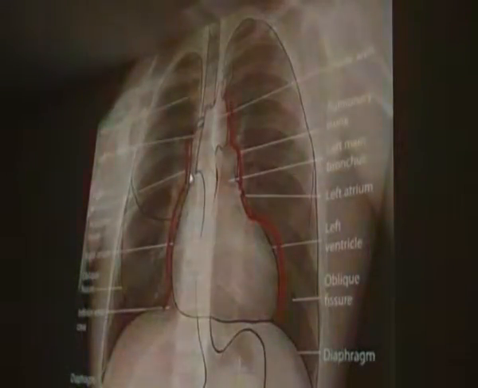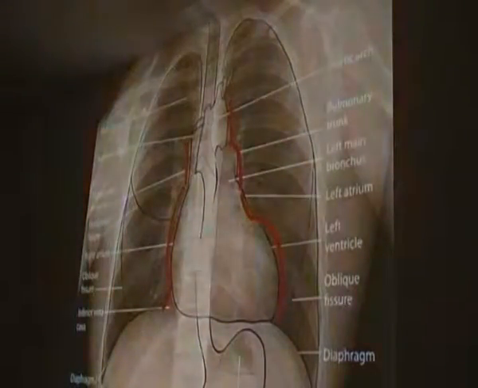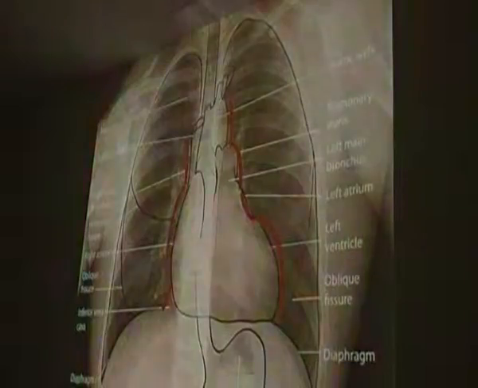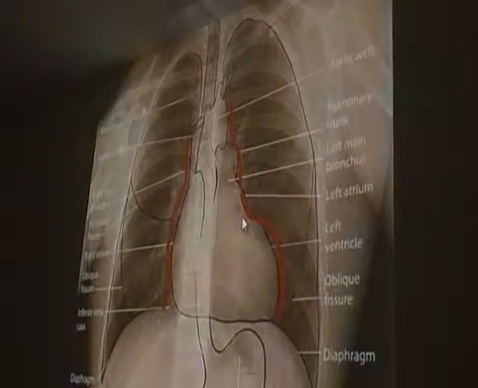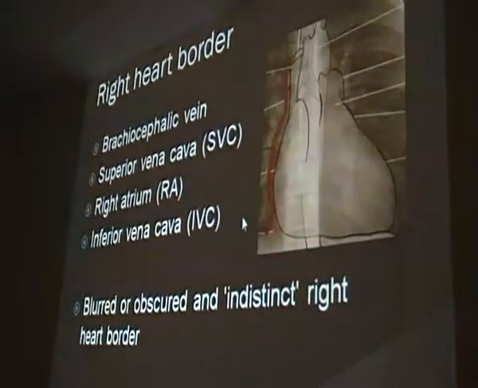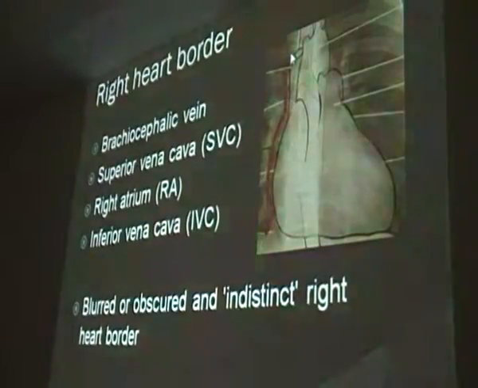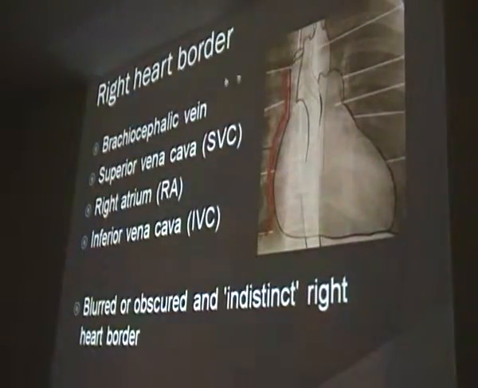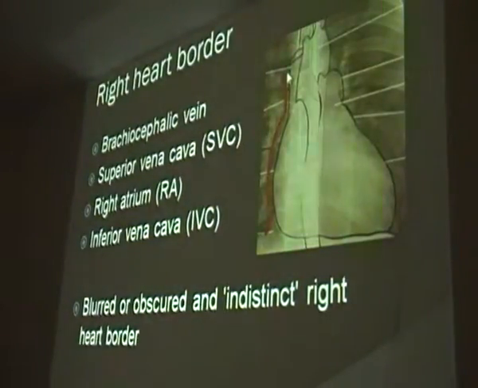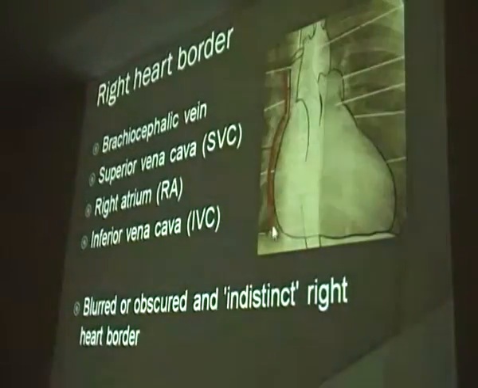What are the structures that constitute the contour of the mediastinum in the chest X-ray? We can see the left side and the right side. We start on the right side first. Initially it includes the brachiocephalic vein, which usually we can't see, on top here. Then we can see first the superior vena cava, then the right atrium, then a small part down here, the inferior vena cava.